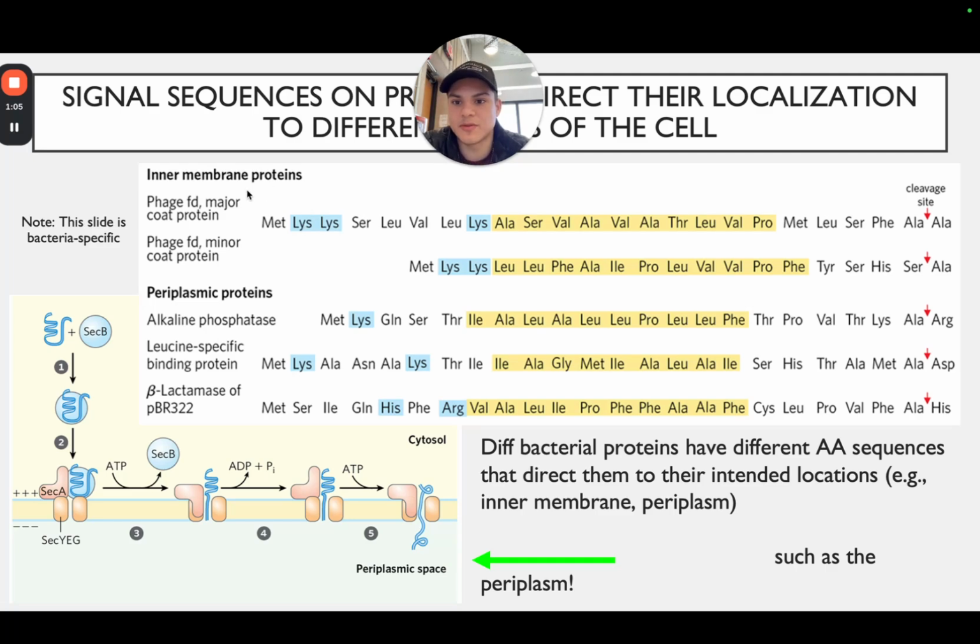So, for example, for inner membrane proteins, we may have a lot more lysines in it, whereas periplasmic, we have fewer lysines, or they're more dispersed. They're not really grouped together, as we see here. There's a bunch of different ways. You don't need to know specifics. You just need to know that this is a bacteria slide, but also, secondly, that some of these signal sequences allow for these proteins to cross membranes or to stay attached to them.